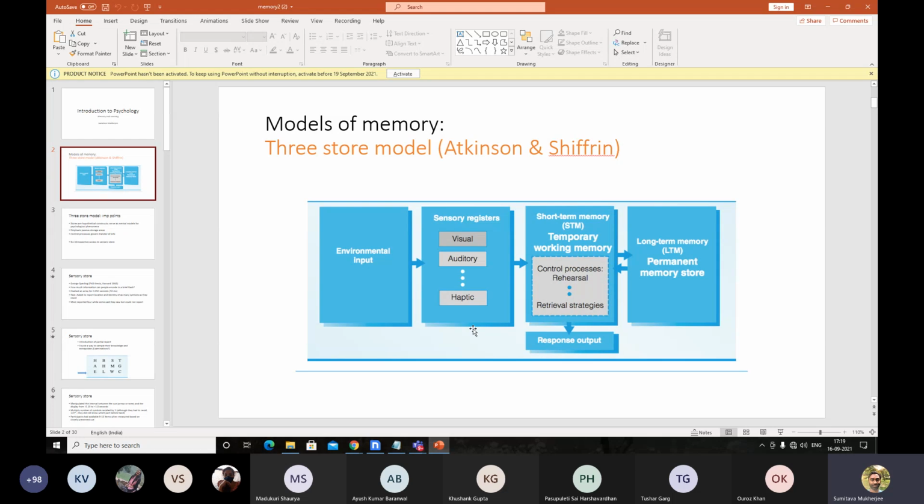So you take stuff and you store it. That's what memory is, and that's a very commonsensical understanding of memory also, that memory is more of a storage of information, a storehouse of information. So here it says there are three stores. One is a sensory store, which has multiple registers for the different sensory inputs that are going to come from the environment. Then you have a second kind of store, which is also called the short-term store, sometimes also called temporary or working memory storage, which has different cognitive processes, mainly to do with rehearsal of information.